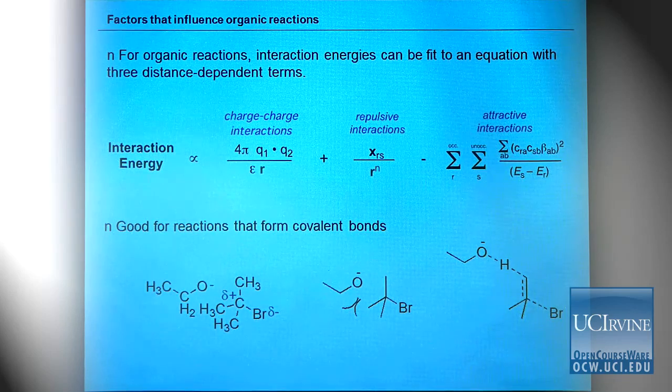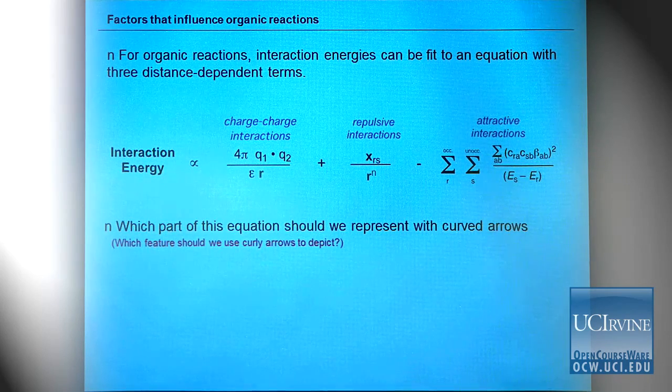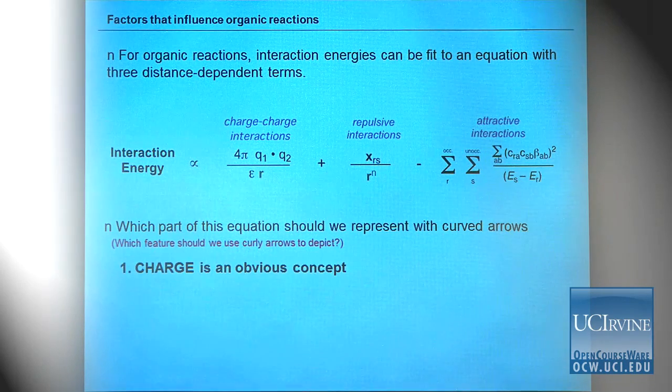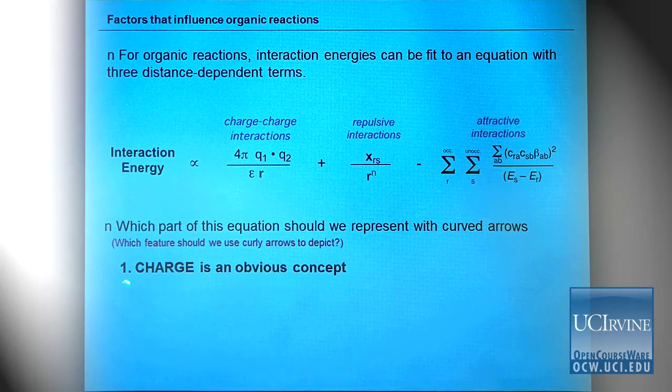So let's go ahead and come up with some sort of an agreement. We're going to use arrow pushing to represent something, and we have to decide whether we're going to use arrow pushing to represent charge interactions, whether we're going to use arrow pushing to represent repulsive interactions, or whether we're going to use arrow pushing to represent attractive interactions like this. Now, I think we can all agree that charge is an obvious concept. We reinforce this concept with notions like, opposites attract, or familiarity breeds contempt.